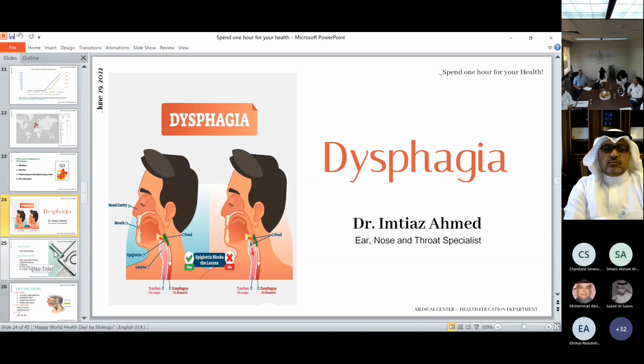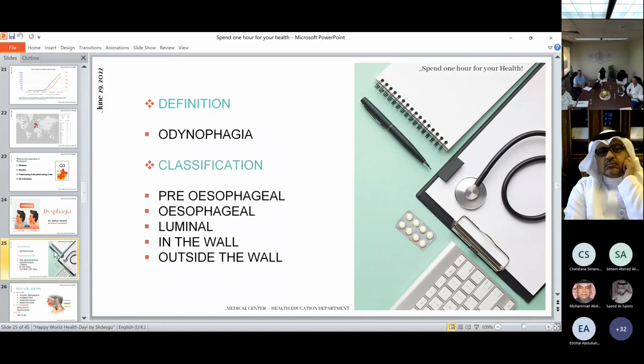Bismillahirrahmanirrahim. Today our discussion topic is dysphagia. Dysphagia is defined as difficulty in swallowing. This is a common presentation in ENT patients, of all ages, young and old, who come with difficulty in swallowing. There is also a term, odynophagia, which is painful swallowing. It is important to know if it is painful swallowing, as it is mostly inflammatory or due to corrosive lesions.